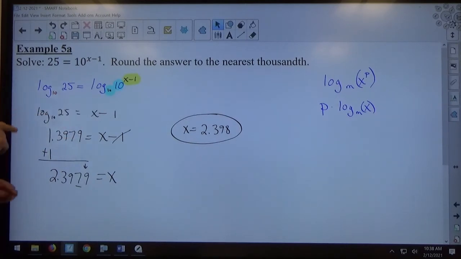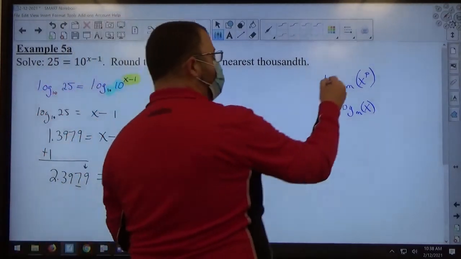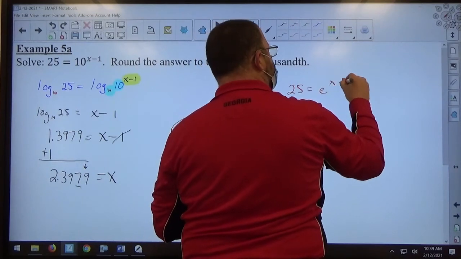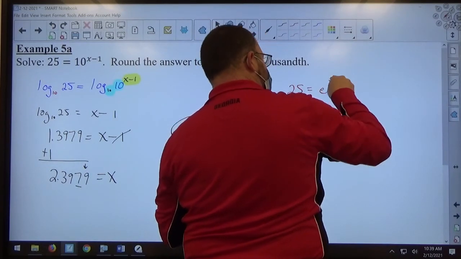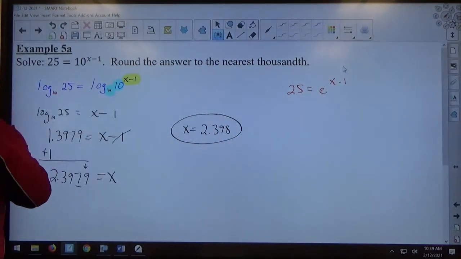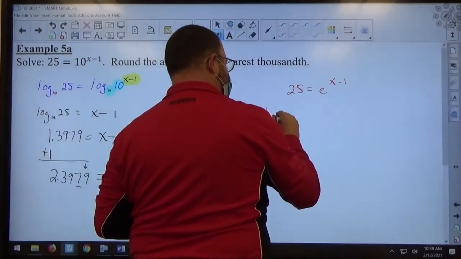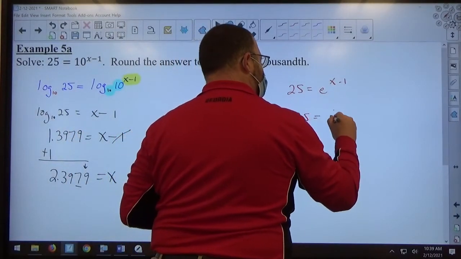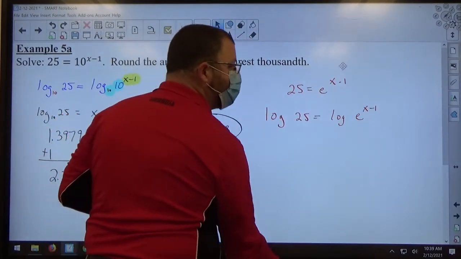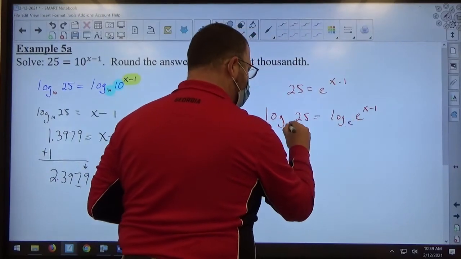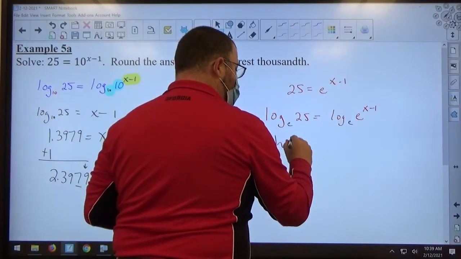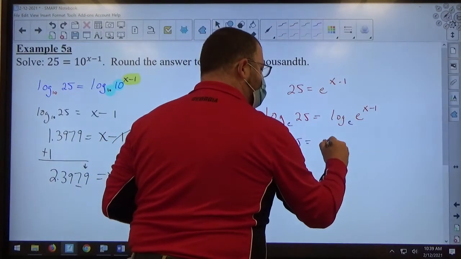So let me give you a different problem that looks like that. Suppose I gave you this: 25 equals e to the x minus 1. So this time I can log both sides again, so I'm going to do log of 25 equals log of e to the x minus 1, right? This time the base is e, so I'm going to go e. And log base e is natural log, right? So natural log of 25 equals x minus 1.